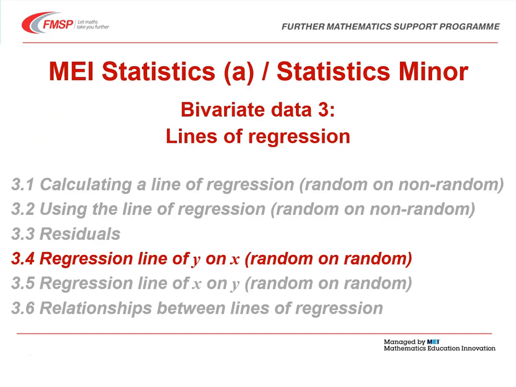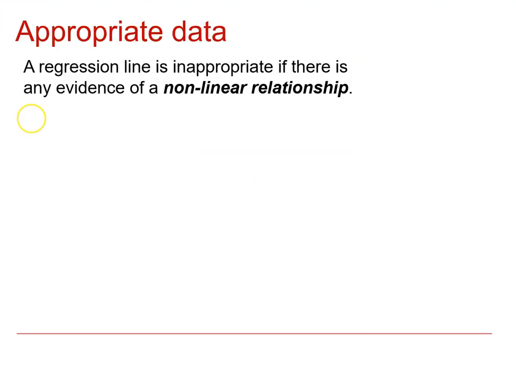MEI Statistics Minor, Bivariate Data 3, Lines of Regression. 3.4 Regression line of y on x for random on random data.